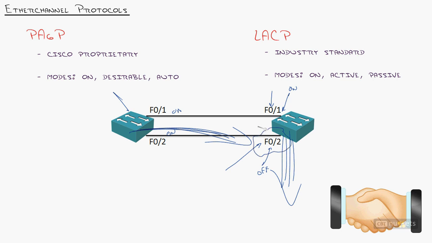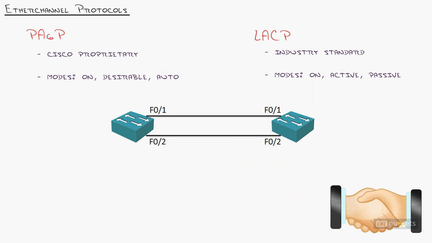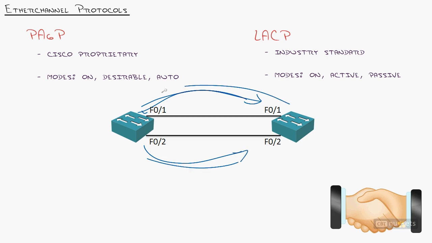So what PAgP and LACP allow you to do is go in and set up a kind of hello, to where this guy's like, hello, just want to make sure you're still bundling, hello, make sure you're still bundling, and he does it the other way. So if this guy ever gets misconfigured and drops out, this guy immediately drops out of the EtherChannel as well, and now they just use that single connection. Or if you have 3 or 4 or 5 different lines going between the two, you'll do that.